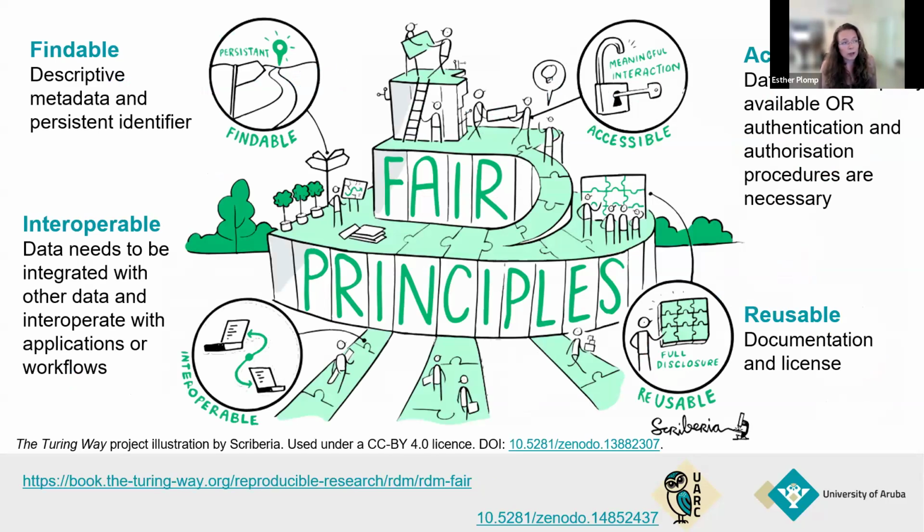So data can be findable when it has descriptive metadata, so information about the data, as well as this persistent identifier, such as the DOI that we discussed earlier. It is accessible when it is openly available, or there's an authentication process or procedure in place so that people don't necessarily access it immediately, but there's a process in place so that they eventually can access it if they fulfill the requirements. So that's also the restricted access option on Zenodo.